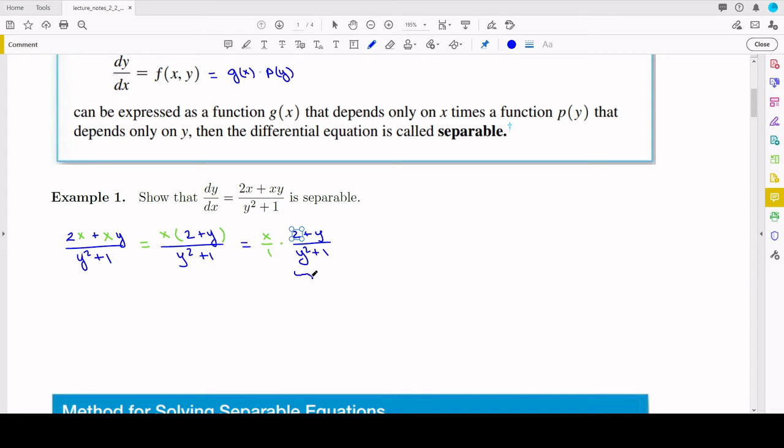So this second function is our function that depends on y only, and the first part is our function g of x. And so it's separable because we've written the right-hand side as a function of x only times a function of y only.